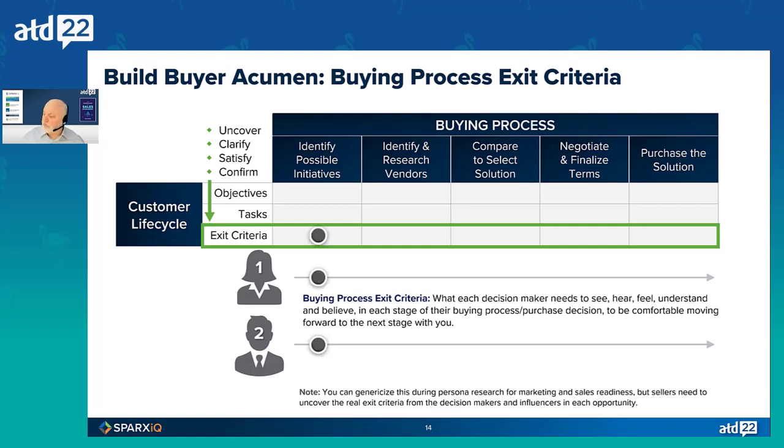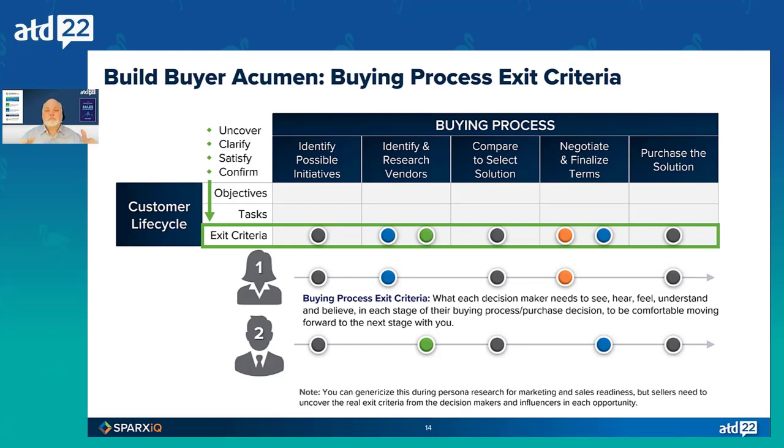Here is an example with 2 buyers. These buyers have the same exit criteria in this stage. In the second stage, where they're identifying and researching vendors, their exit criteria are different. Third stage, the same. Fourth stage, different. Last stage, the same. Now imagine you have 5 buyers, or in some crazy cases that we hear about, 10 or more.